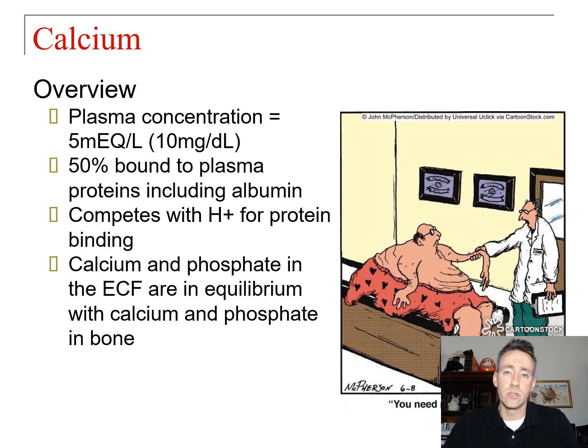The reverse is true too. So if you're in an alkalotic state, during alkalosis, your pH is increasing because the number of protons in your blood has decreased. And so therefore, there's a decreased amount of protons to compete off the calcium, and so more calcium can actually bind to the proteins. And so therefore, the free plasma concentration of calcium decreases with alkalosis.